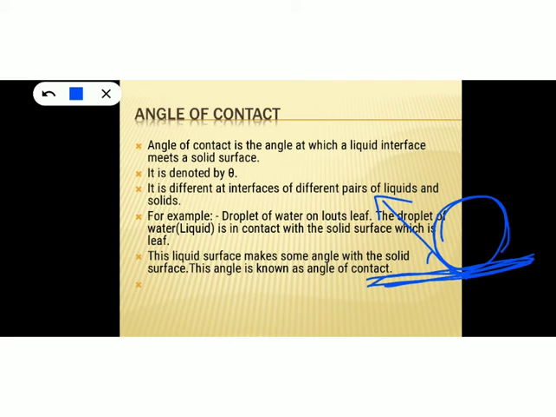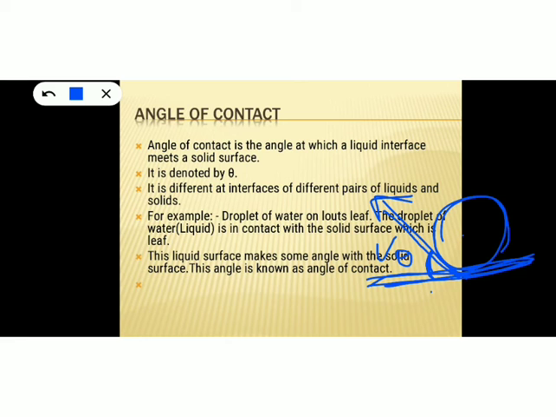So here at this point, solid and liquid are in contact. This is the point of contact, and at this point of contact we have drawn a tangent, and angle of contact is the angle between this tangent and the solid surface. Okay, but is this angle the angle of contact? No. Why? Because this angle resides outside the liquid surface.